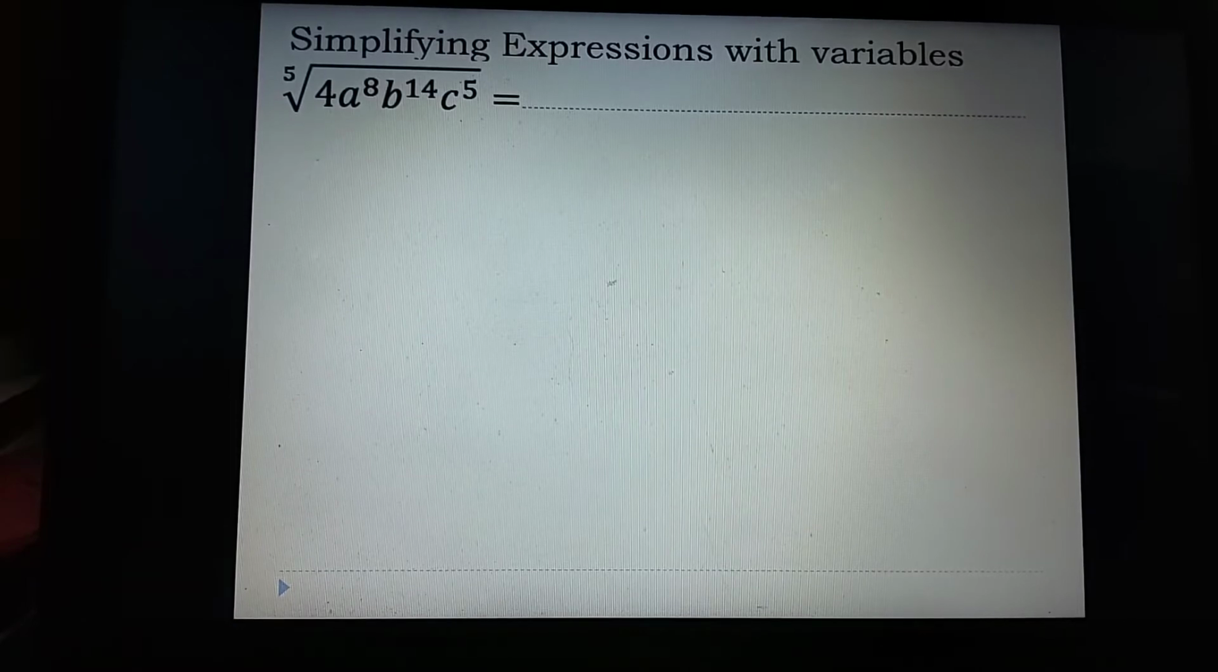Okay, so when we have an expression like this, first thing we're going to do is break it up. We're going to keep the whole number by itself. We're going to keep A's by themselves, B's by themselves, and C's by themselves. So it's going to get broken down like this.